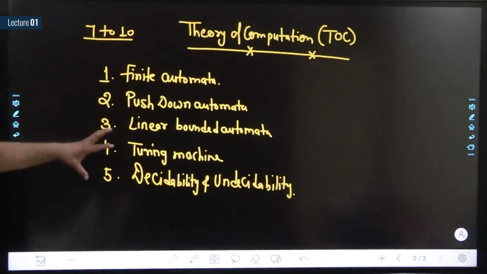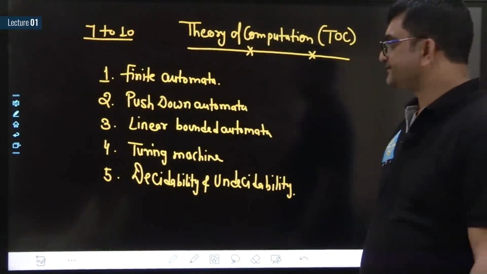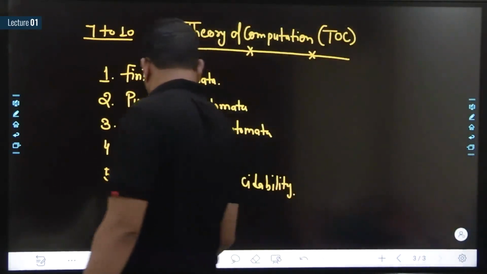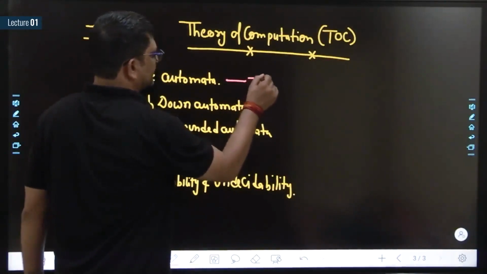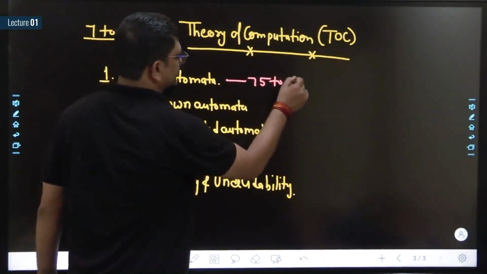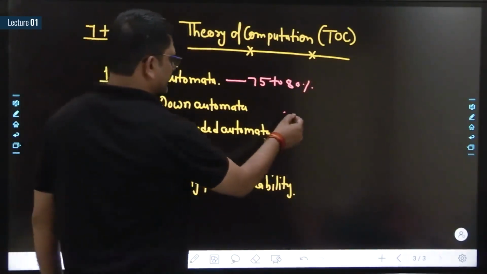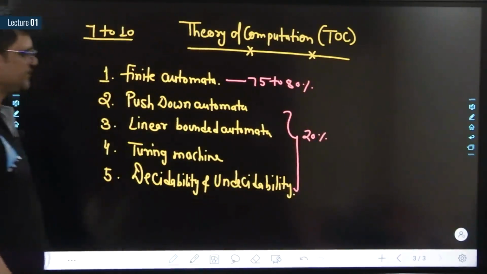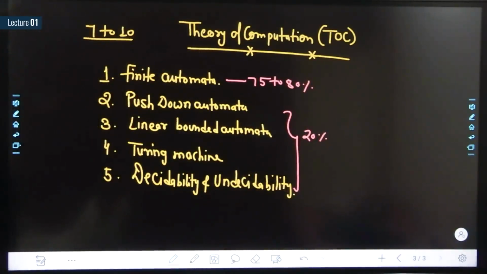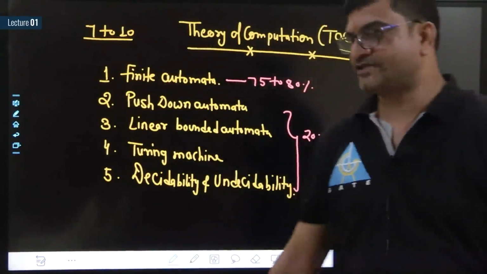These are the 5 topics covered in this subject. Clear? The weightage of these topics in the GATE examination covers 75 to 80%. The remaining will cover 20%. This is the distribution of topics in the GATE examination.